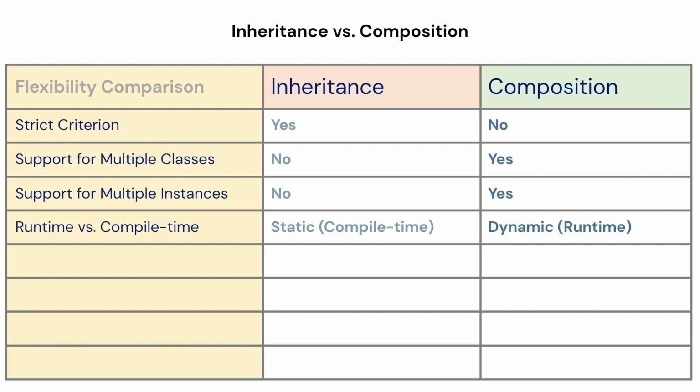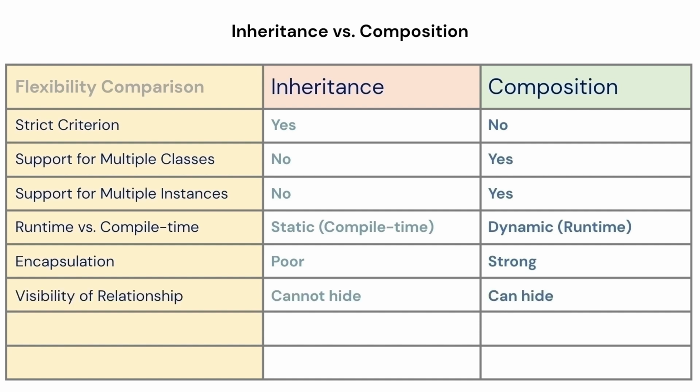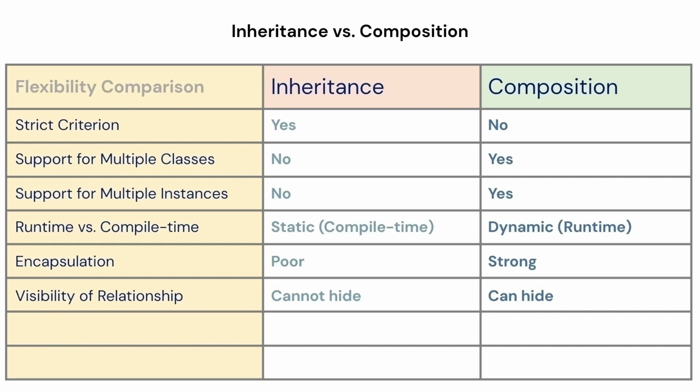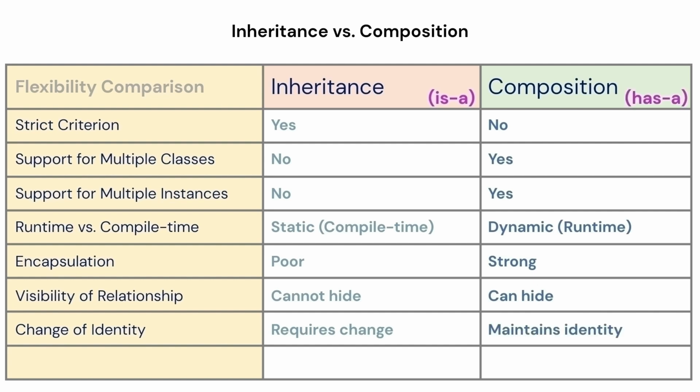In addition, you can properly encapsulate composition. Unlike inheritance, it's not necessary for your composition relationship to be publicly visible. You can keep it hidden if you want to, which means if you change your composition relationship, it won't break your client code. Inheritance represents an is-a relationship and requires you to change your identity. On the other hand, composition represents a has-a relationship, and it doesn't demand that you change your identity. In addition, it doesn't interfere with your interface or contract.